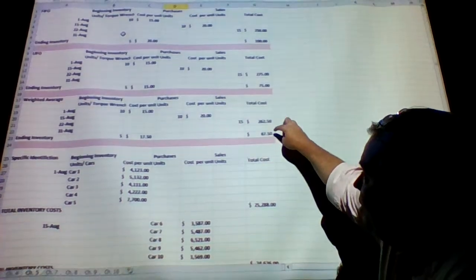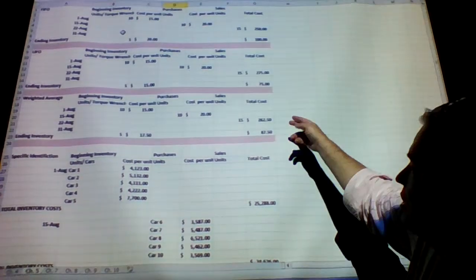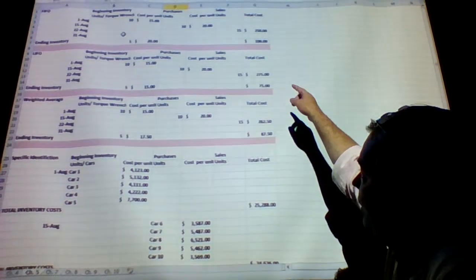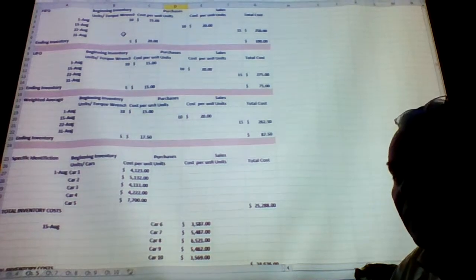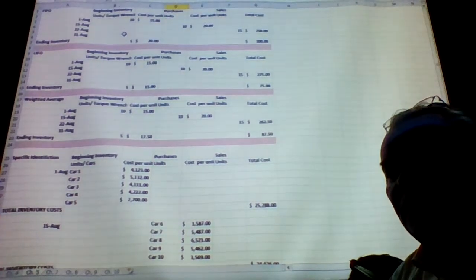In all 3 of these previous ones, the total cost always ends up to be $350 of inventory. If you add the $275 and the $75, or the $250 and the $100, and the weighted average figures, it's all $350, because the only thing that this reflects is the change in methodology.